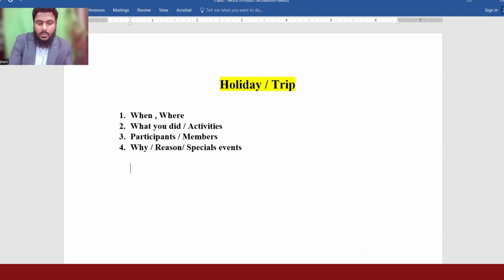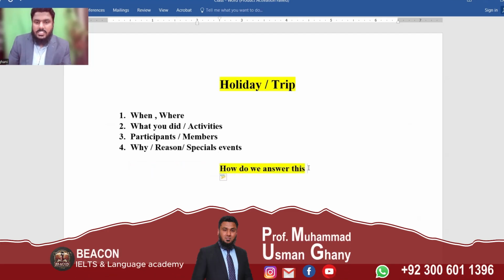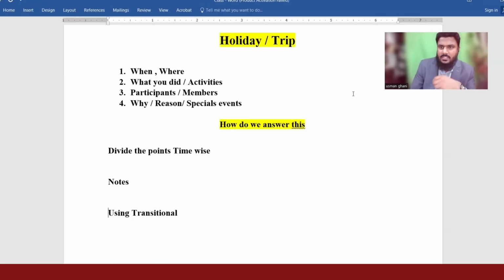Very well done. Now we are going to understand how to answer this question, which we have to be very careful about. Number one, we are going to divide the points time-wise. Number two, we are going to make notes on it, and number three, using transitionals. These are the three things we have to do with this question.